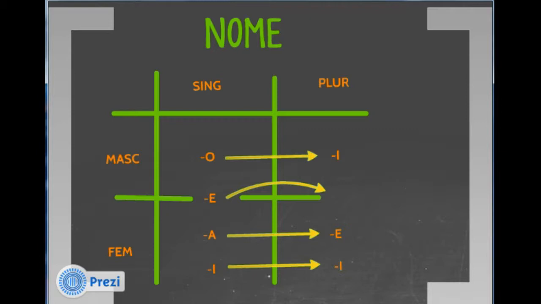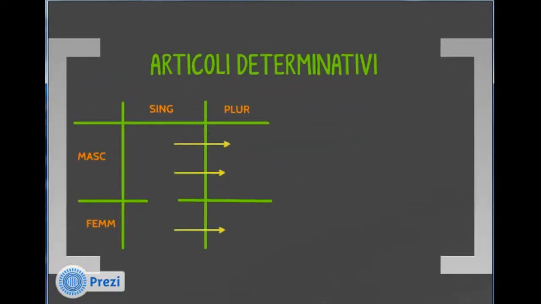The words ending in E can be masculine or feminine. You cannot know if the word is masculine or feminine. You always must look at the adjective or the article to know the sex of the noun. In plural is cani. Okay, so all the words ending in E in singular take I in plural.